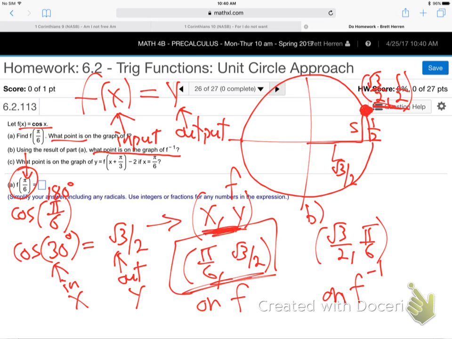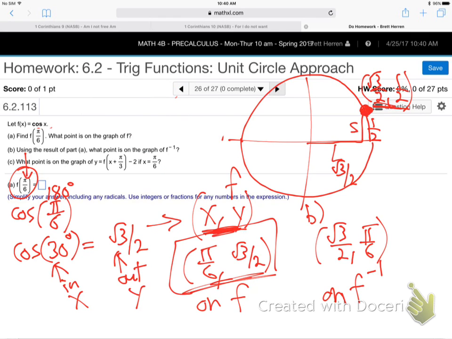And then part C, what point is on the graph of all that? If x is pi over 6, I guess we've got to figure all that out. So I guess we just plug in pi over 6 there. So let's see. So f of x plus pi over 3 minus 2. And they're saying let x be pi over 6. So I come up here and I put in the x slot, pi over 6. Good so far?